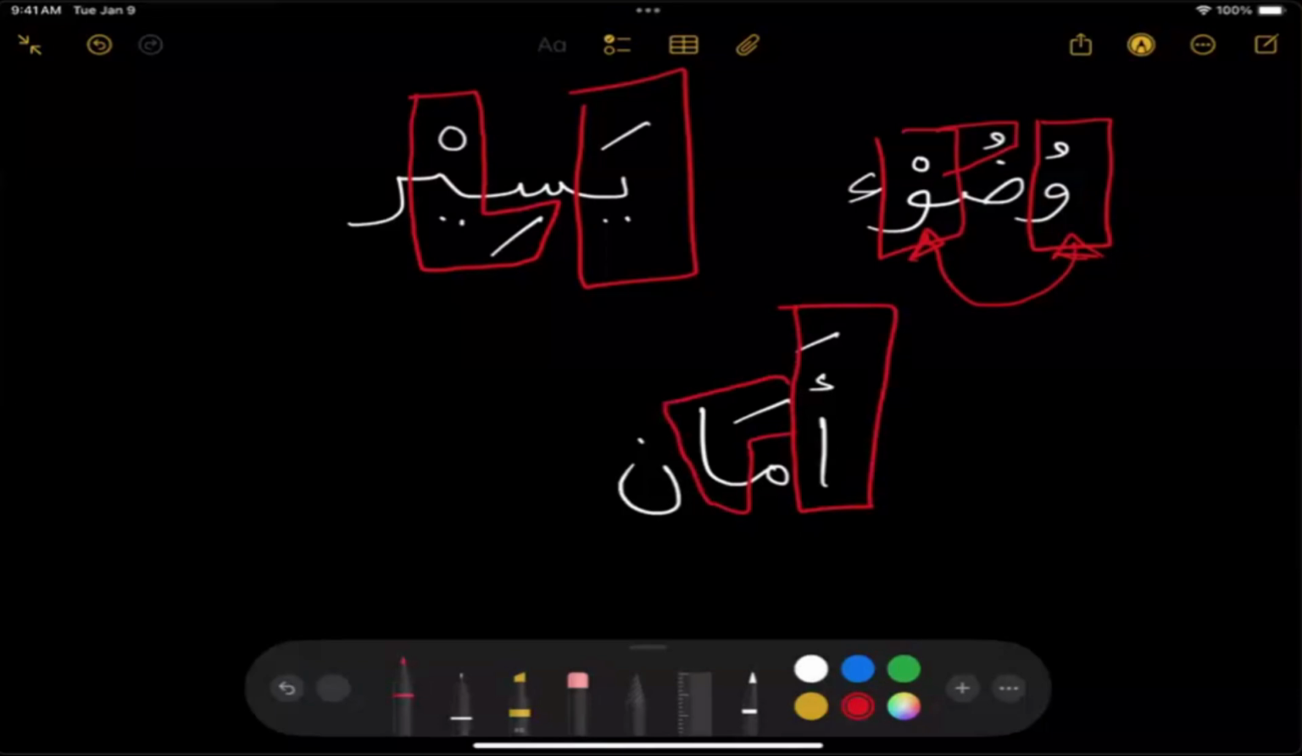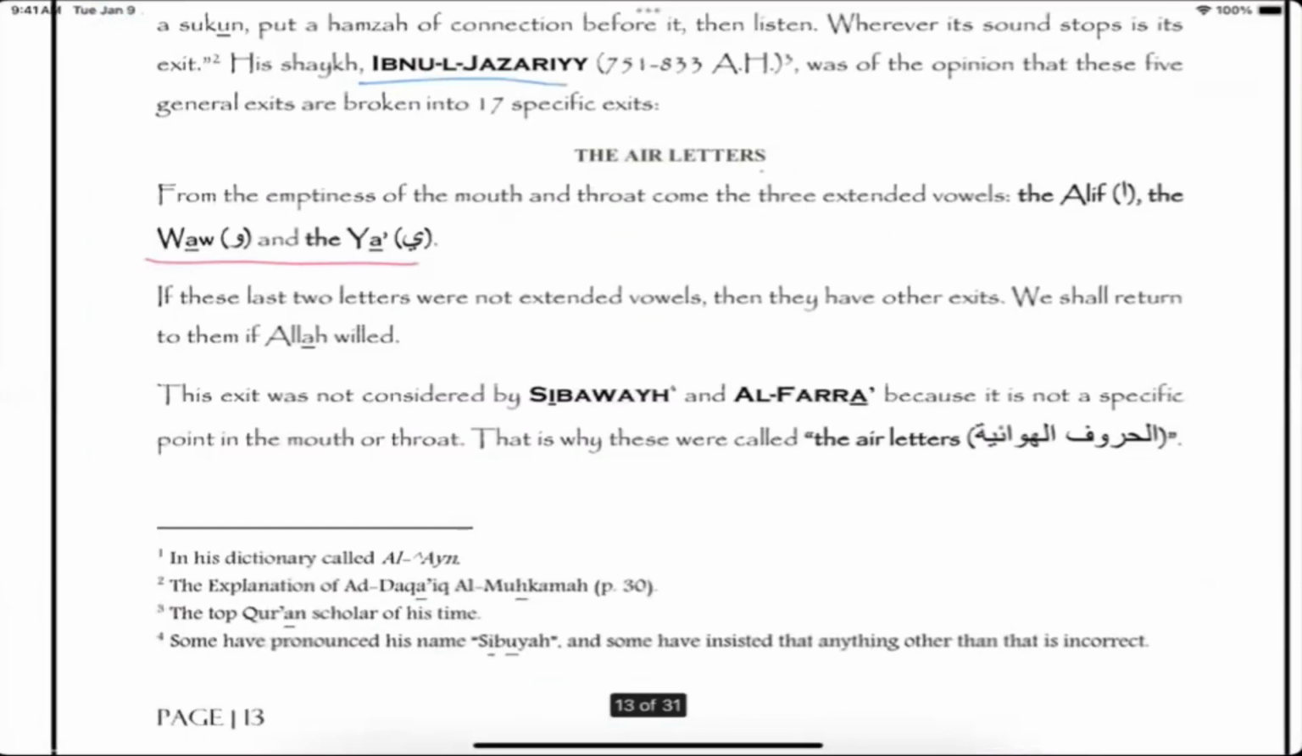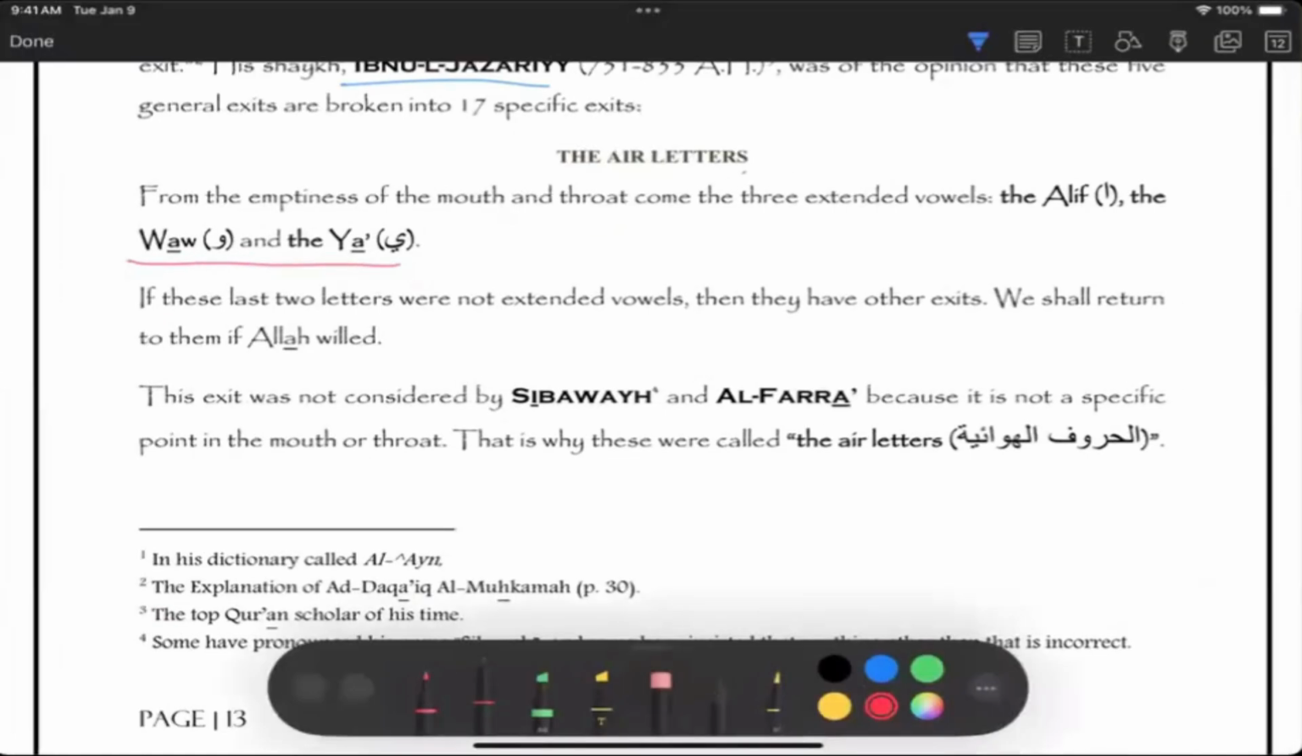Alif, waw, and ya. Air letters means they are extension letters. This exit was not considered, was not counted by Sibawayh or Al-Farra, because it's not a specific point in the mouth or the throat. And this is why they were called the air letters, al-huruf al-hawaiyah.